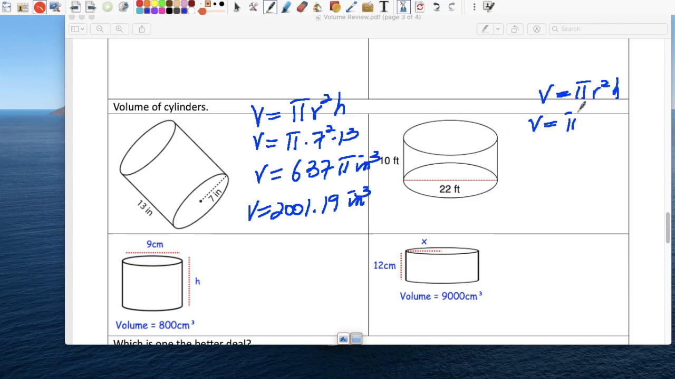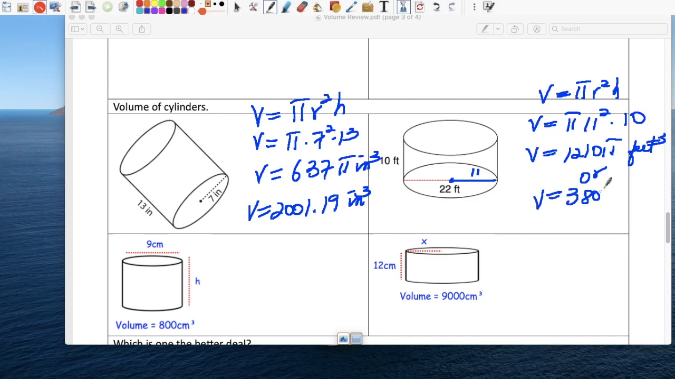Same thing here, except that the radius here is 11, right? That's the diameter, so we want the radius, so it's 11 to the second power times height, which is 10. So 121 times 10 is 1,210 pi feet cubed, or 3,801.33 approx feet cubed.